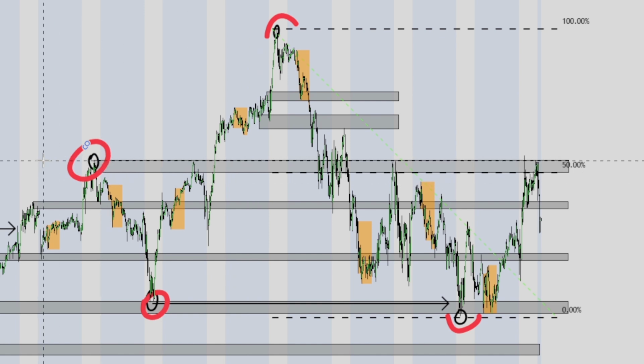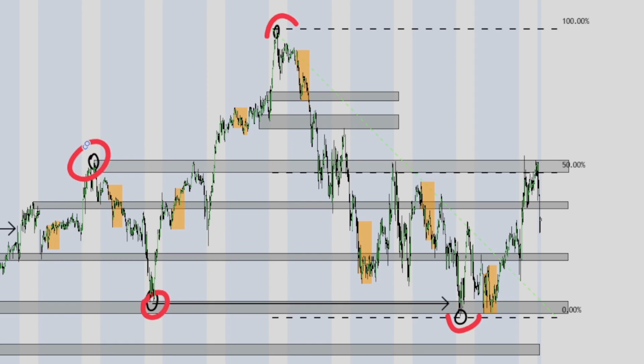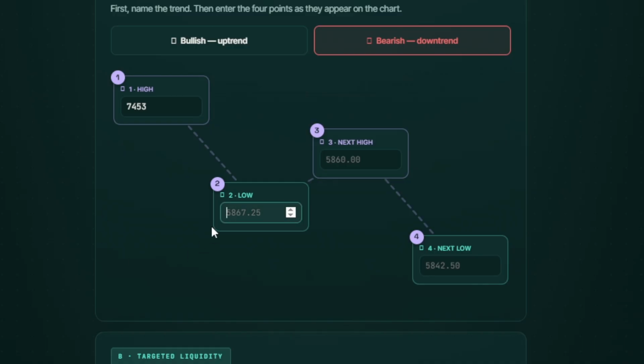So you want to go to the most recent, the previous high and low, which is going to be 74.53. So I'm just going to type that in here, 74.53, and then we have the low down here. All right, so this low down here is going to be 73.63. Now from here we have the next high, which is the most recent high and low, right?